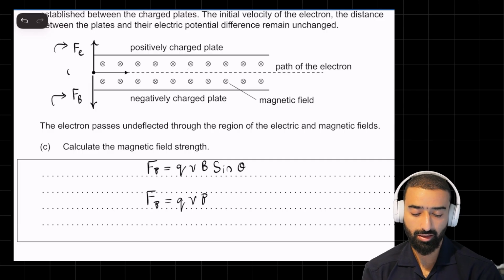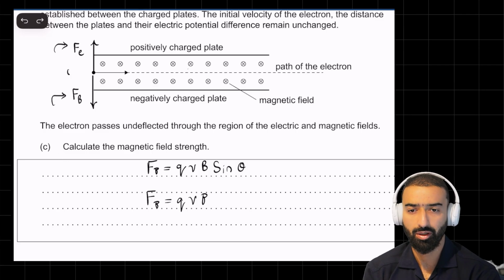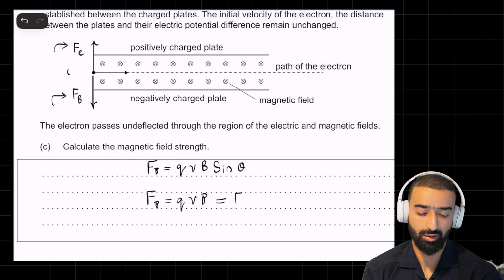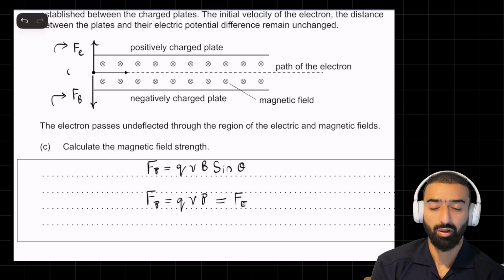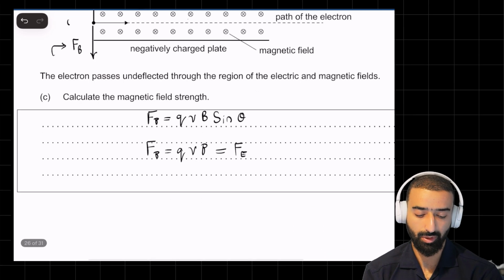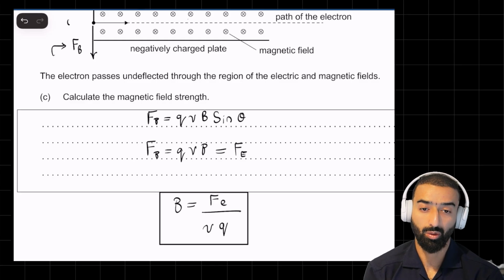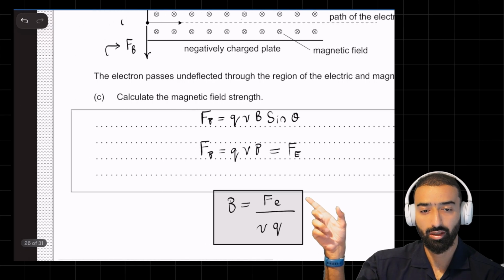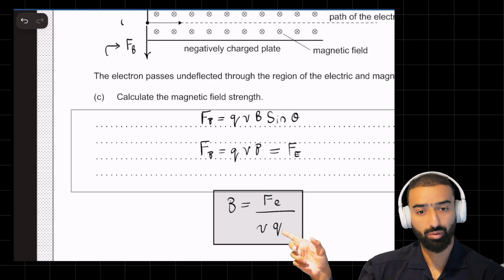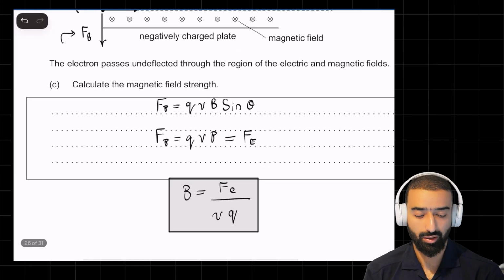Alright, and this magnetic force should be equal to the electric force because the two forces are balanced. So I'm going to write this entire thing is equal to the electric force. Let's rearrange this equation for B. We will get B is the electric force divided by the speed times the charge of an electron. Do we know all the variables in this equation? Yes, we know Fe, we know Q, we know the speed. All we have to do is plug in the values.